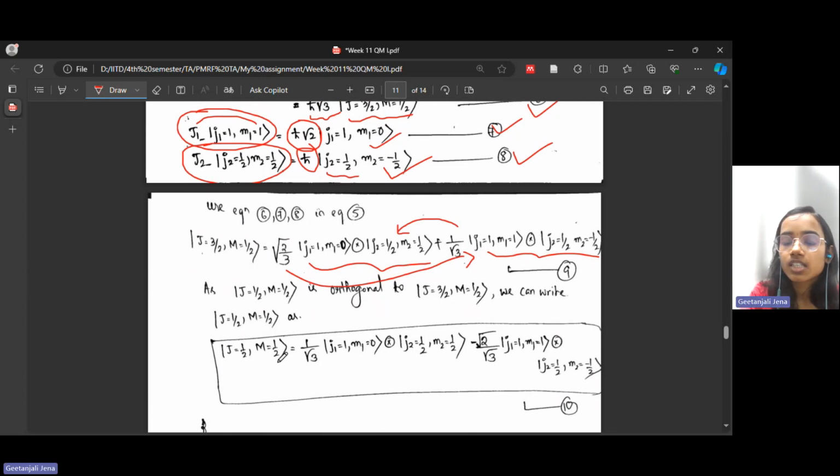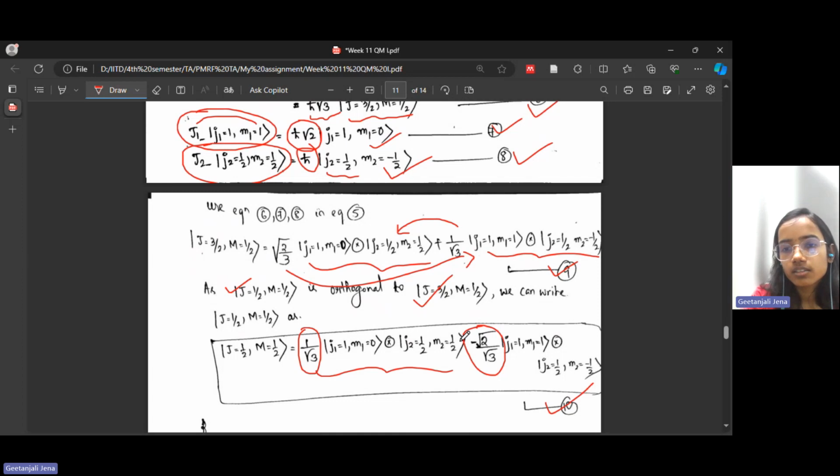Take the inner product of J equal to half, M equal to half with J equal to 3 by 2, M equal to 3 by 2. When you take the inner product, it will come 0. So this is what I've written in equation 10. I have exchanged the coefficients, 1 by root 3 here and minus root over 2 by 3 here, so that the inner product of equation 10 with equation 9 will be 0.